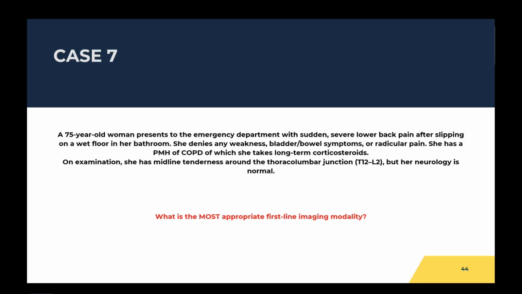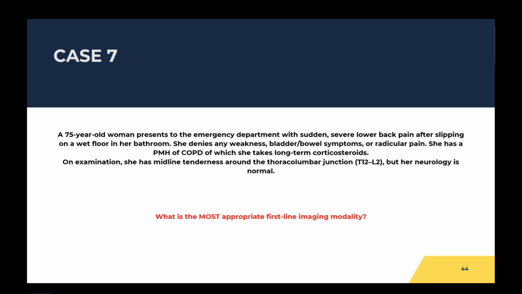So on to the next case now. A 75-year-old woman presents to the emergency department with sudden severe lower back pain after slipping on a wet floor in a bathroom. She denies any weakness, bladder or bowel symptoms, or radicular pain. She has a past medical history of COPD, of which she takes long-term corticosteroids. On examination, she has midline tenderness around the thoracolumbar junction, but her neurology is normal. So the first question is, based on this history, what do you think is the most appropriate first-line imaging modality?